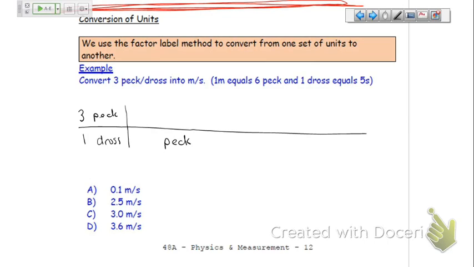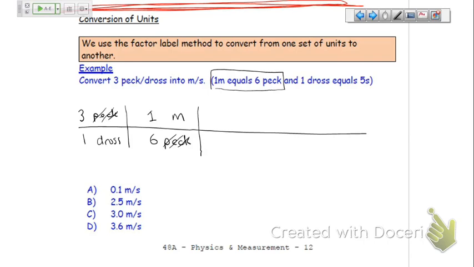And we all know we're going to use a conversion factor, so I find my conversion factor. 1 meter equals 6 peck. So I'm converting from peck to meters. If peck is on the bottom to cause cancellation, my meters have to go on top. And I go, well, what is it? Oh, 1 meter is equal to 6 peck. I got rid of my peck.